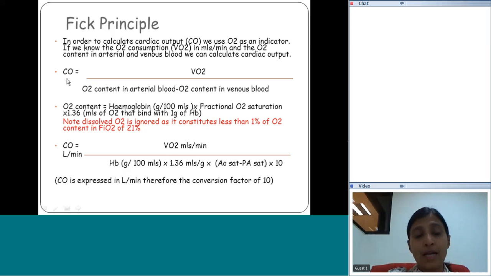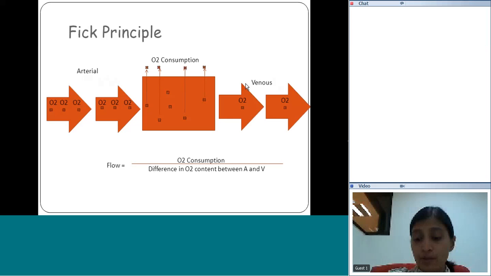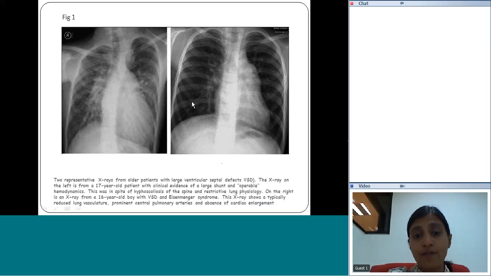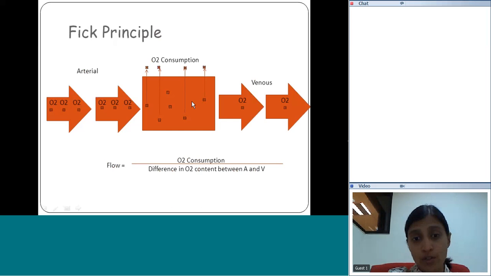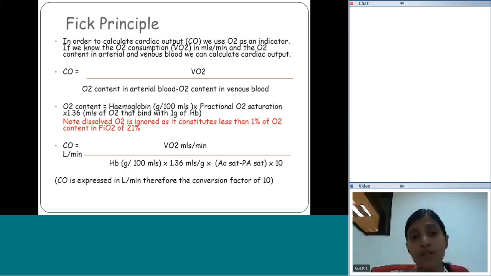So cardiac output, which is in liters per minute. Looking back at the previous slides, we said that flow equals oxygen consumption by the difference in oxygen content between the artery and the vein. If you apply the same principle, the cardiac output, which is the flow, equals oxygen consumption, which is in ml per minute, divided by oxygen content in arterial blood minus oxygen content in venous blood. So, direct application of that formula.